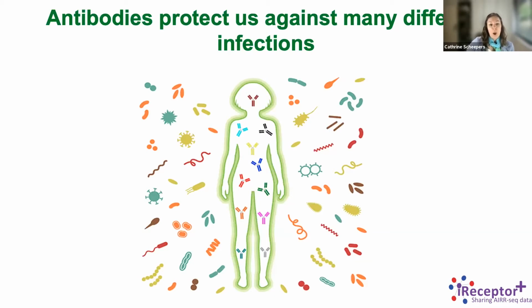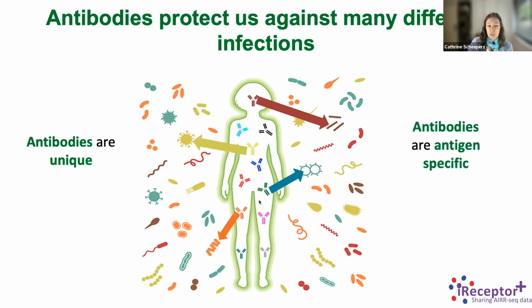Antibodies protect us against many different infections. You have billions of antibodies within your system, which I'm trying to show here. Each of these antibodies is unique, represented by the different colors, but the antibodies are also antigen specific. So this antibody is specific to this particular pathogen.